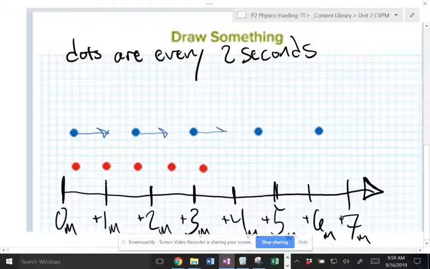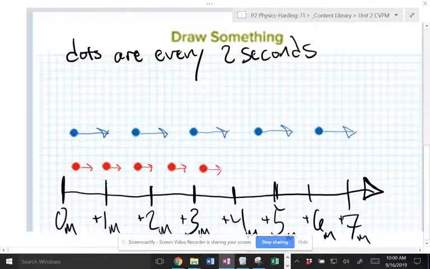So I'm going to put arrows on here. How should these arrows compare for the blue buggy? What I guess I mean to say is, they're all the same length, right? Because it's always going the same speed. And then the red buggy's going slower, so I'm going to make those arrows shorter. I'm not connecting the dots, though, for reasons that will be evident in later units.